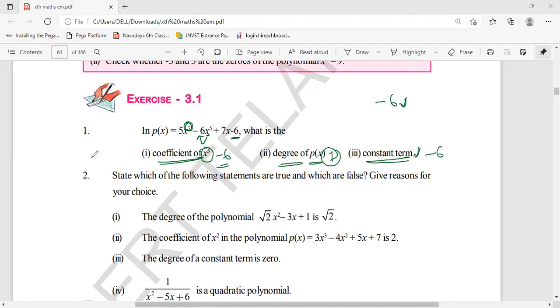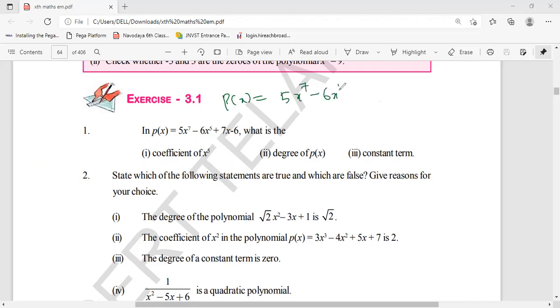I'm asking what is the coefficient of x square in this polynomial? Here they said p of x is equal to 5x power 7 minus 6x power 5 plus 7x minus 6. And I am asking what is the coefficient of x square? If you see in this polynomial, there is no x square term.